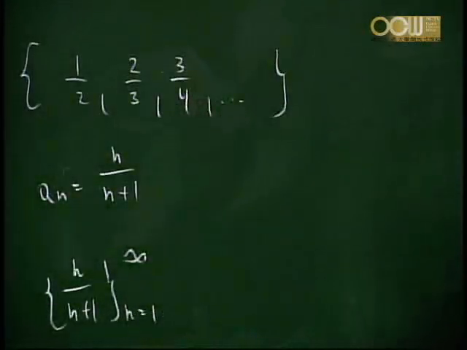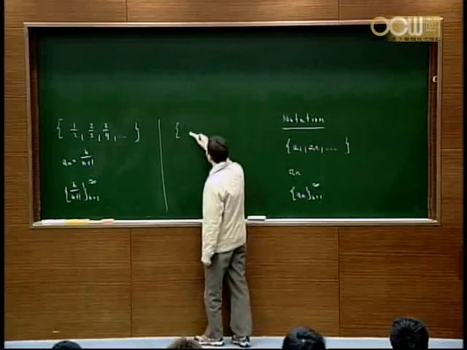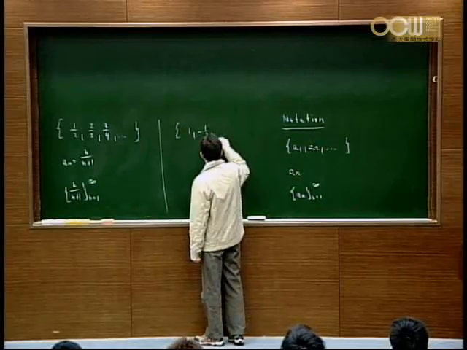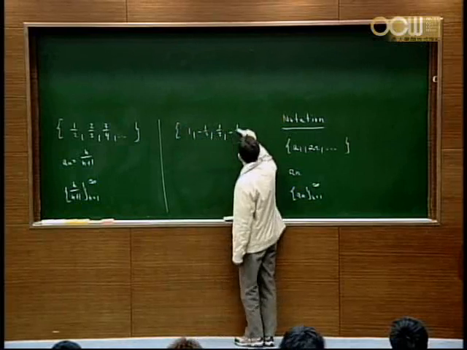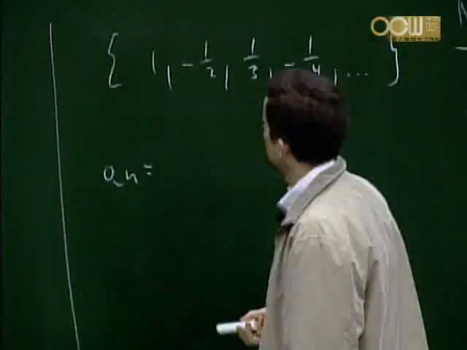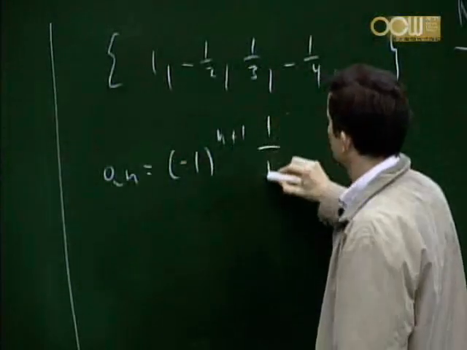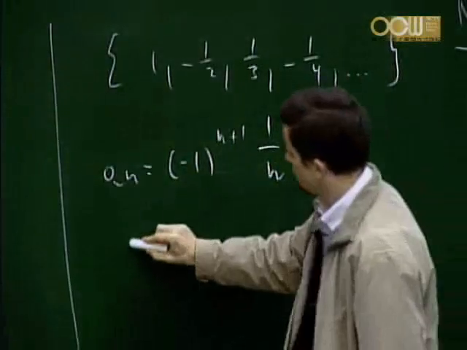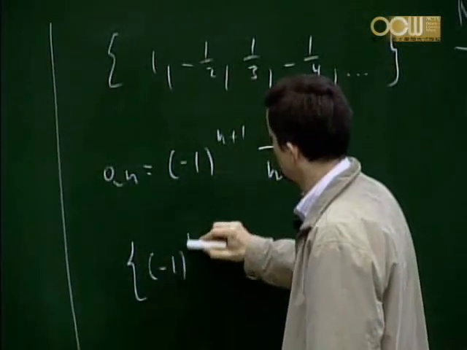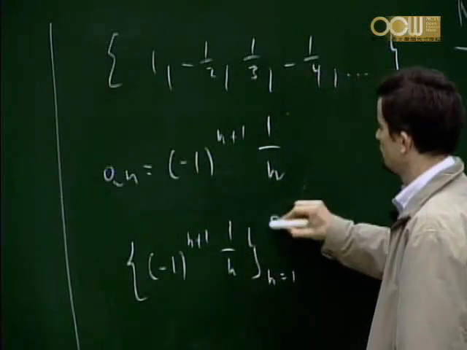Okay, now another sequence would be, if I describe it like 1, and then I have minus 1/2, and then I have 1/3, minus 1/4, and so on. So here an is equal to minus 1 to the n plus 1, times 1/n. Or we use this notation here, minus 1 to the n plus 1, 1/n, and n from 1 to infinity.